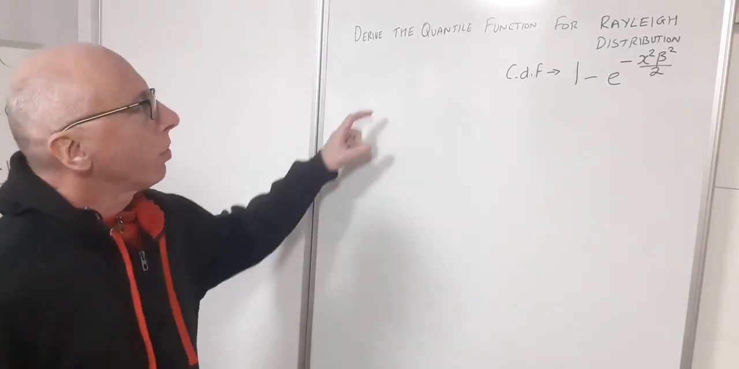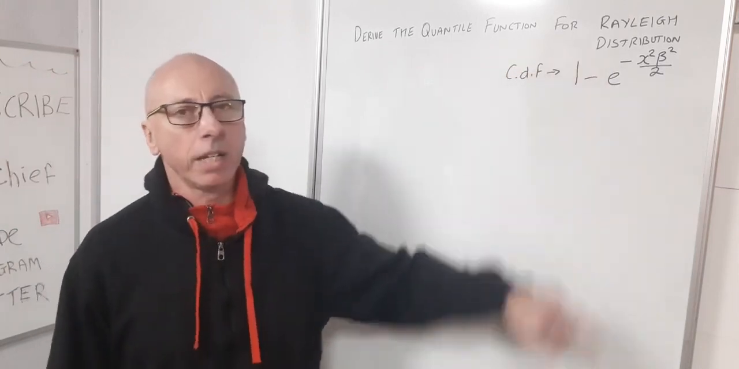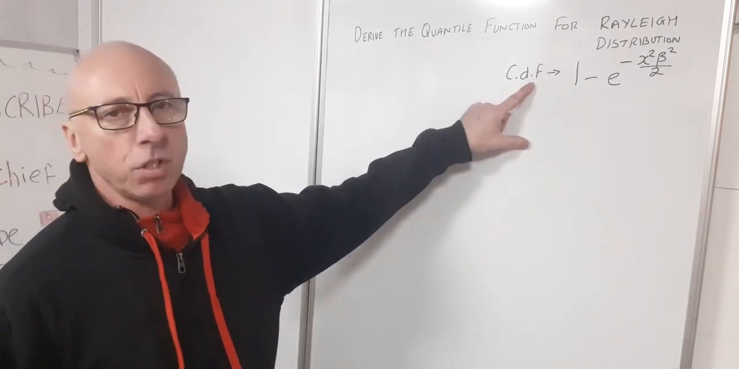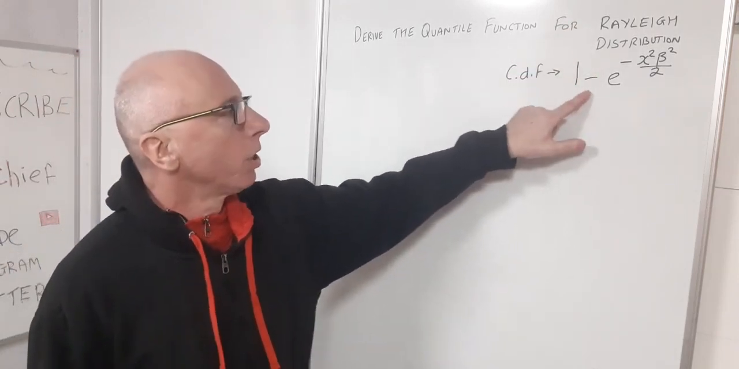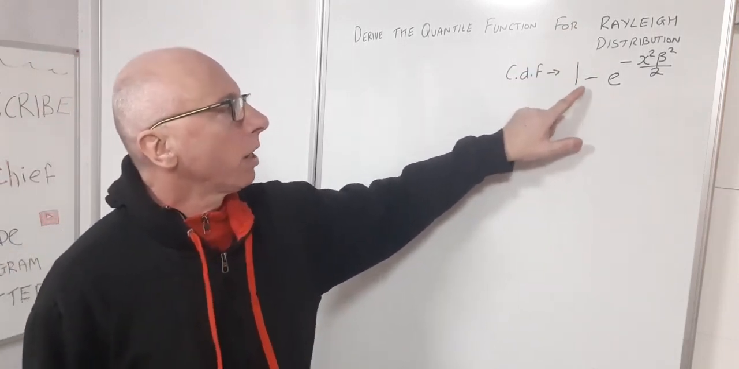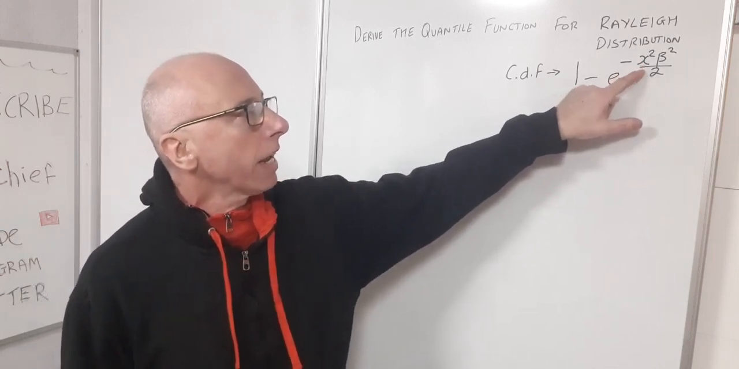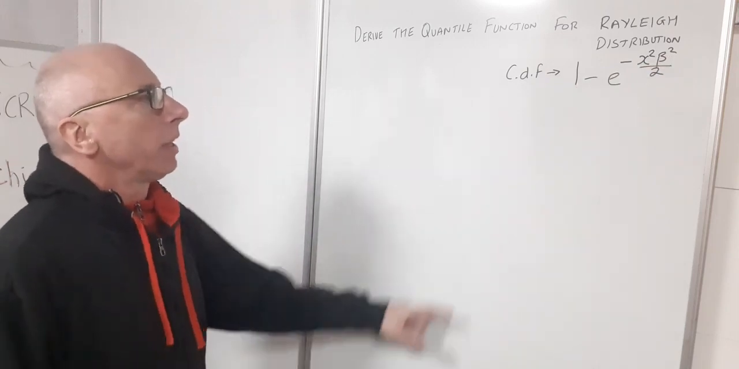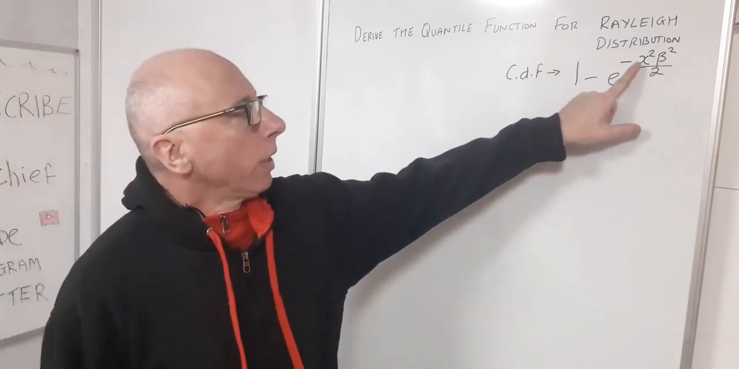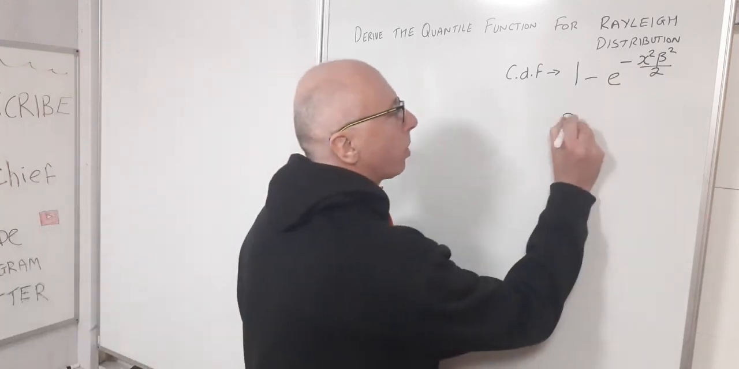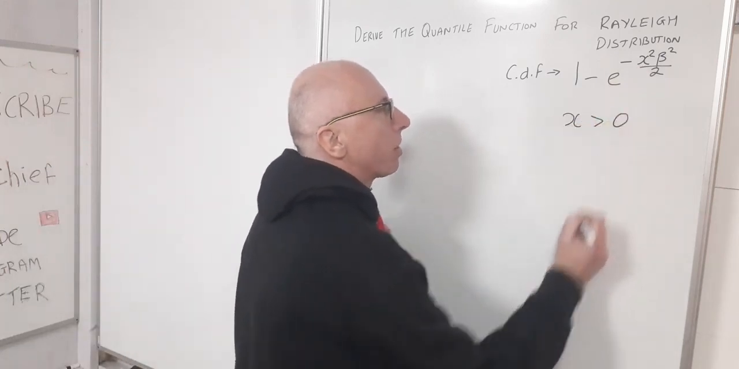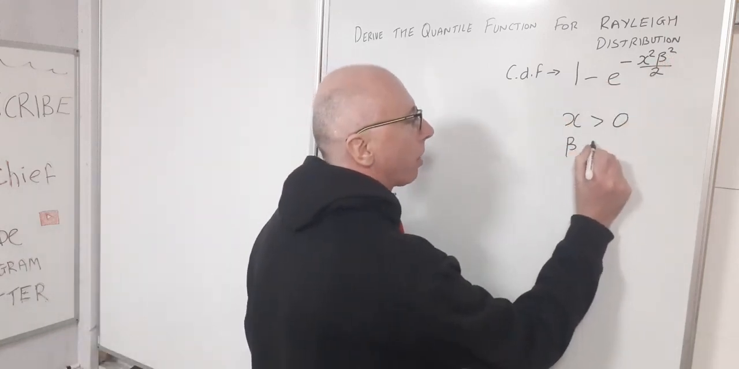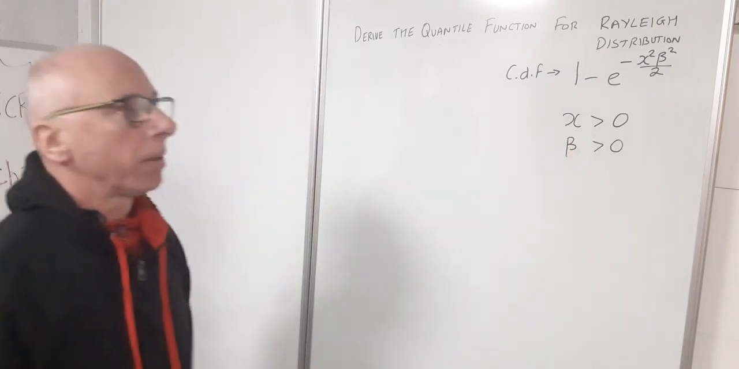Okay, so in this video we're going to try and derive the quantile function for the Rayleigh distribution. Now in the previous video we found the cumulative distribution function for the Rayleigh distribution to be this formula here, 1 minus e to the negative x squared times beta squared over 2. Now this one here, we had our x for the Rayleigh distribution, that is always greater than 0. And our scale parameter beta, that is also greater than 0.